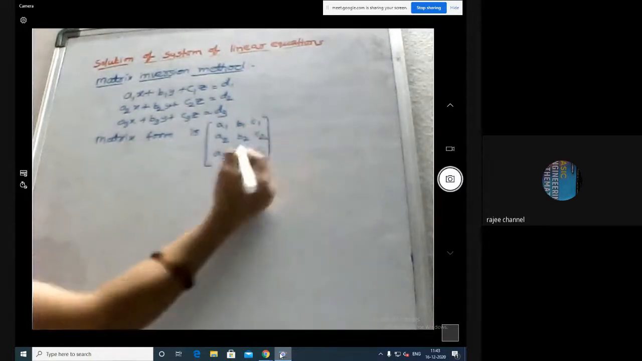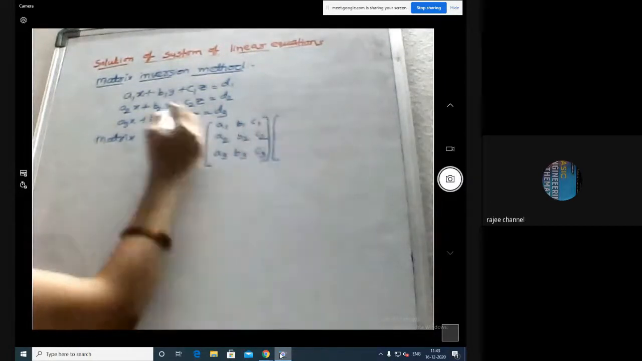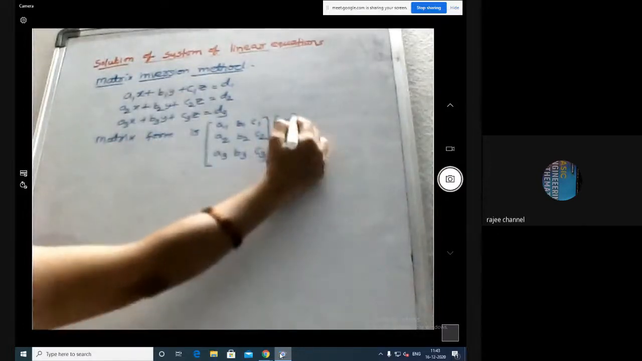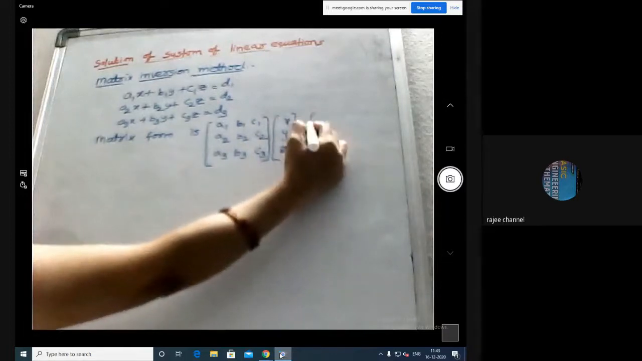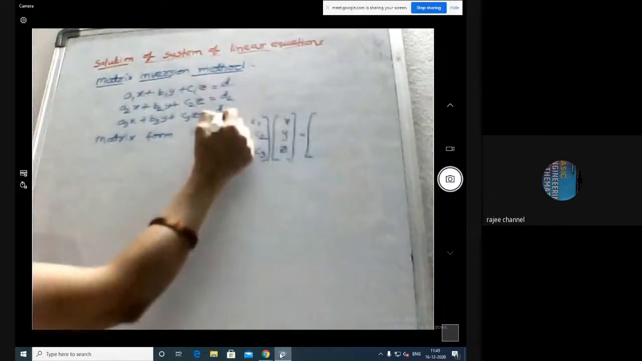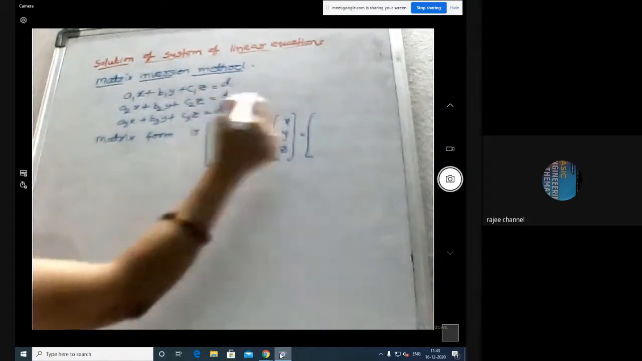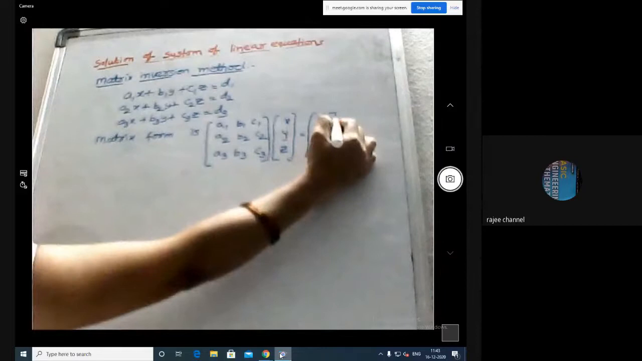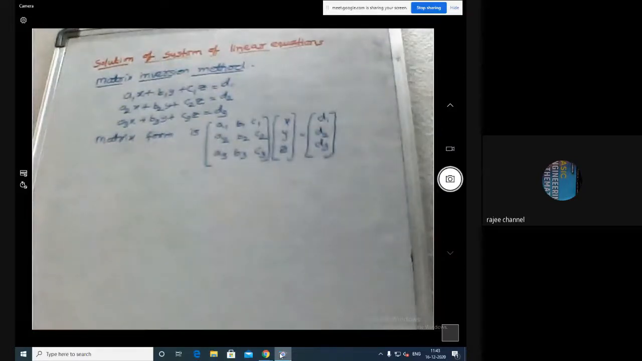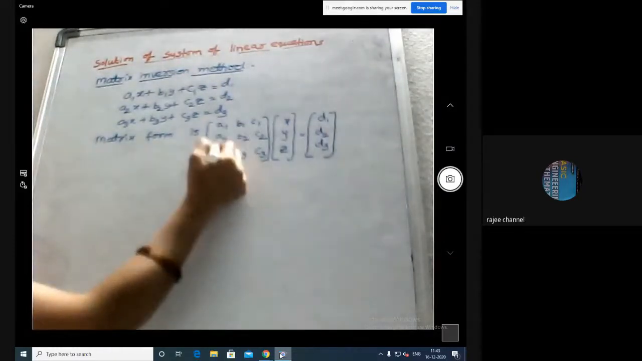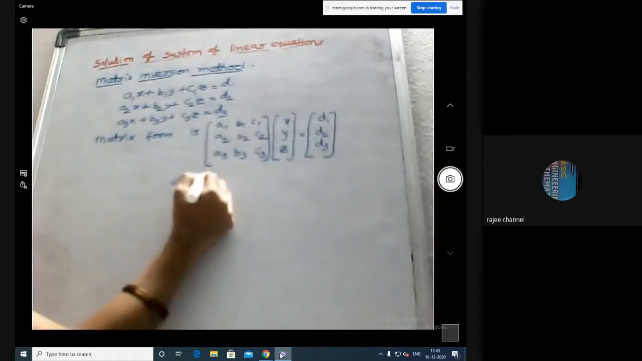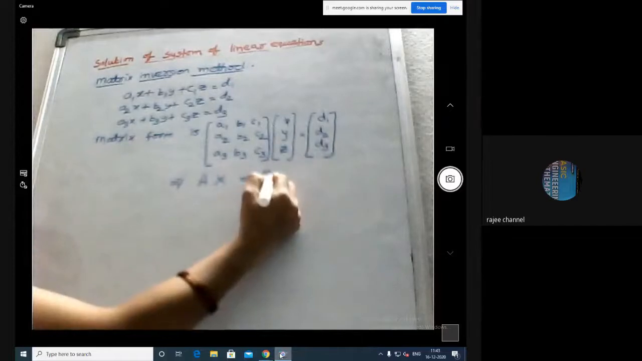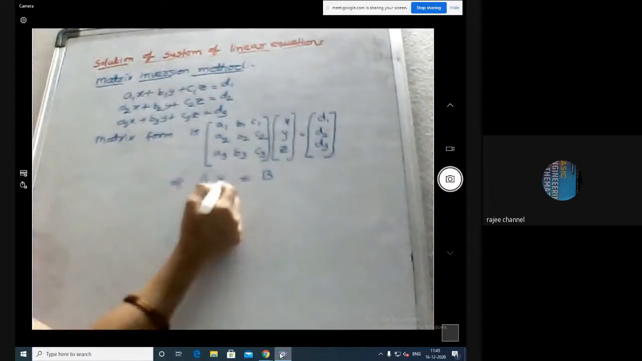Into the x, y, z matrix, equal to the right side constants taken as matrix B, that is d1, d2, d3. So this matrix is capital A, this is capital X, equal to this matrix capital B. So this is AX equal to B.